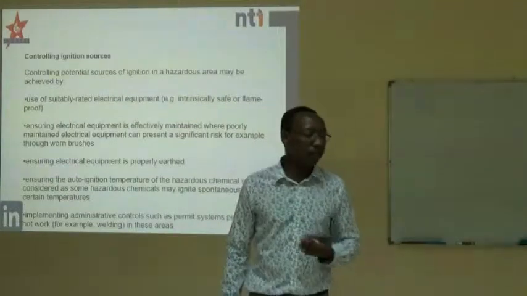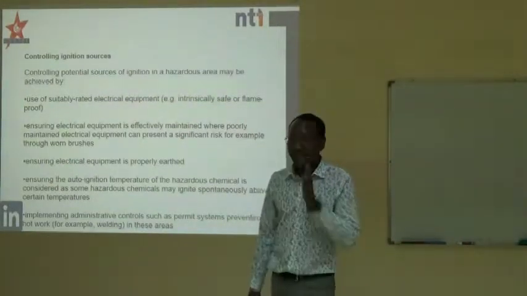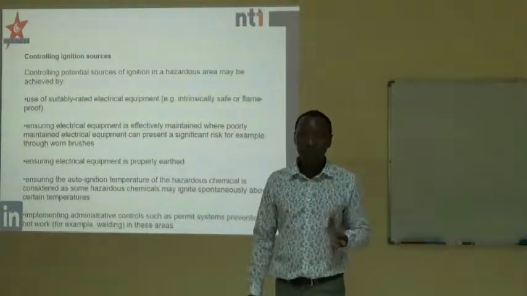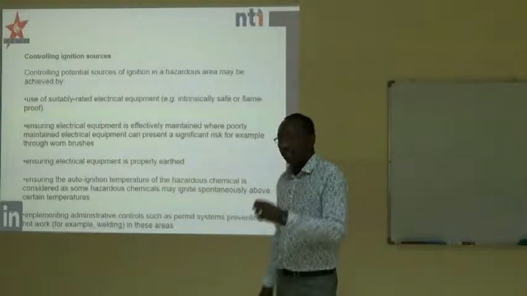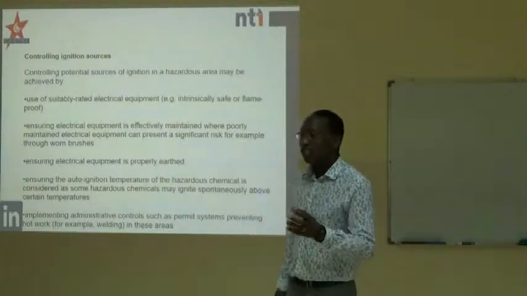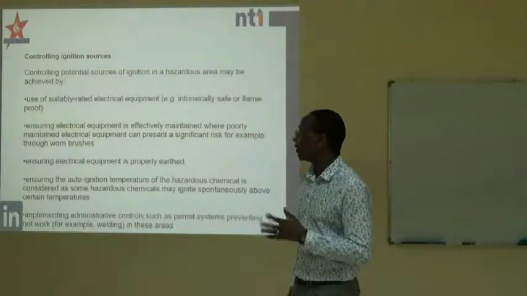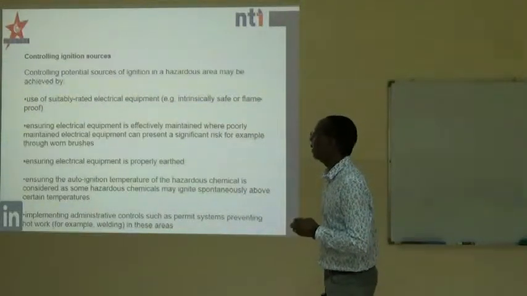Every time an electrical equipment is running, for example, a machine that uses brushes, if the brushes are worn out, they need to be replaced. Now, if you don't replace them at the rightful time, too much sparking takes place when the brushes are worn out. That's why we are saying now equipment must be regularly maintained.